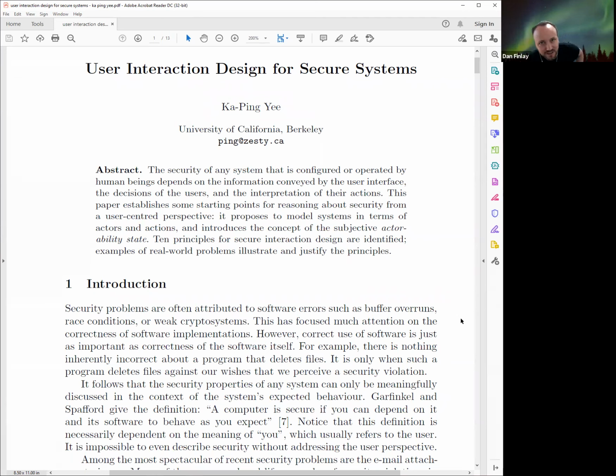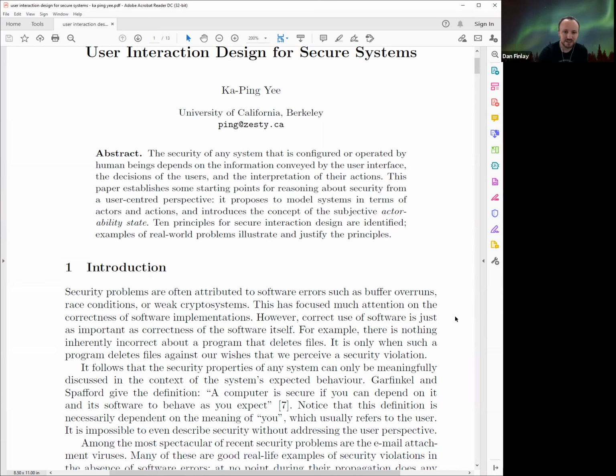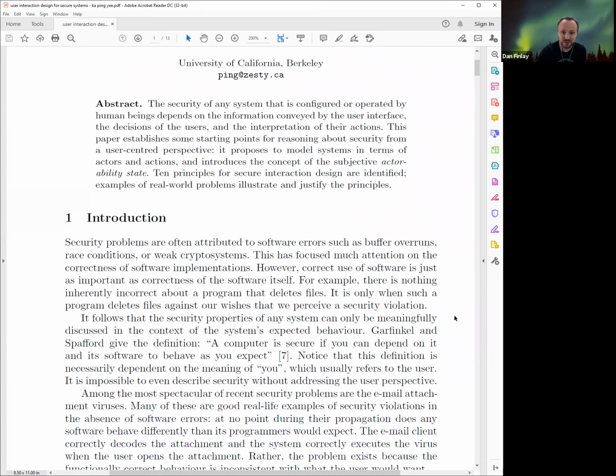So I thought this would be a good first one because it's not getting too nitty-gritty, but it's establishing a baseline of principles that one person suggests we might aspire to.